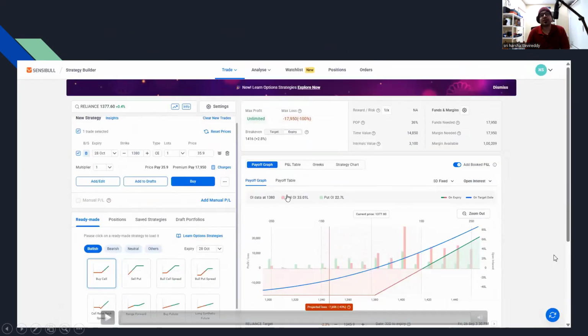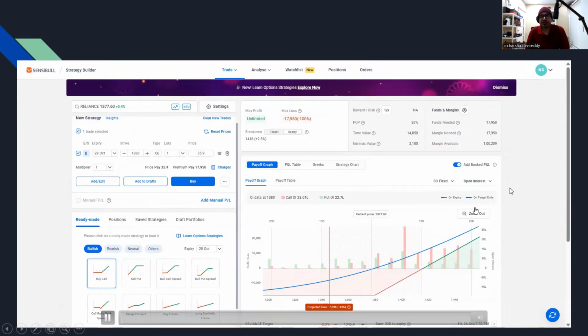Now, previously, when I started in 2019-20, all these strategies I had to do manually. So I told you, right, 200 points I will move away and I'll sell one leg and then I'll make a bull call spread. Now life has become easier.